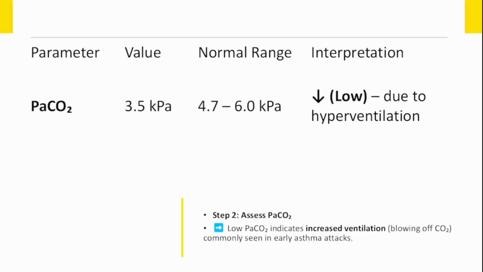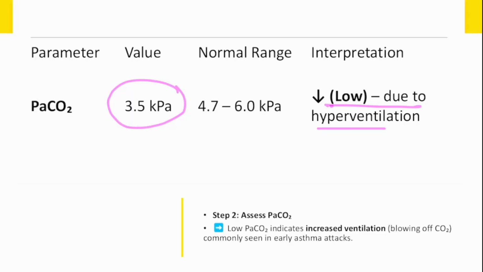So the first step in interpretation of ABG is to assess the pH and see whether it's acidemic or alkalemic. The second step, you look at the carbon dioxide. That is about the ventilation. So PaCO₂ is 3.5 kPa. It is low, and we can explain that this is due to hyperventilation. In an asthmatic patient, a normal carbon dioxide is abnormal because the patient is breathing rapidly and you expect it to be low. So that is an important point to keep in mind.